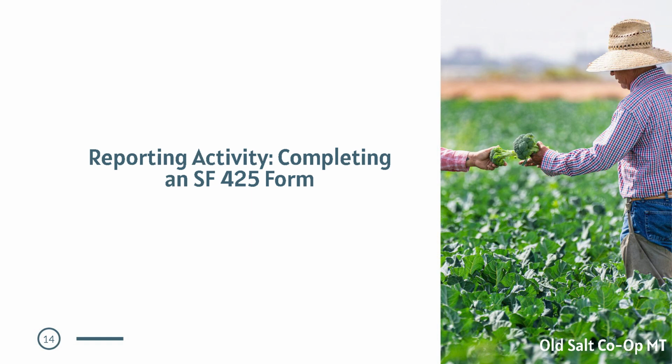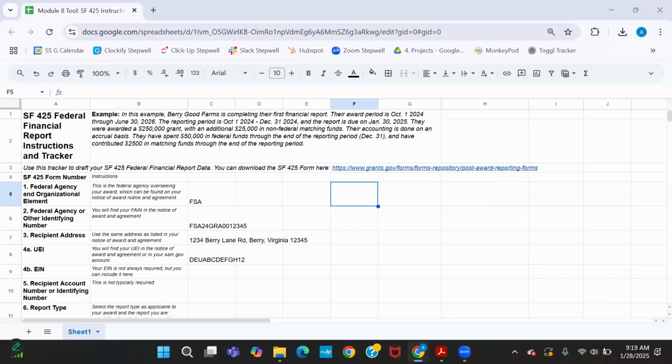Now, let's walk through how to complete the SF-425 form using a template tool with instructions. As part of Module 8, you have access to the SF-425 Federal Financial Report Instructions and Tracker tool. This tool is for your internal use to draft your SF-425 report prior to submission and easily see all your previous submissions in one place.